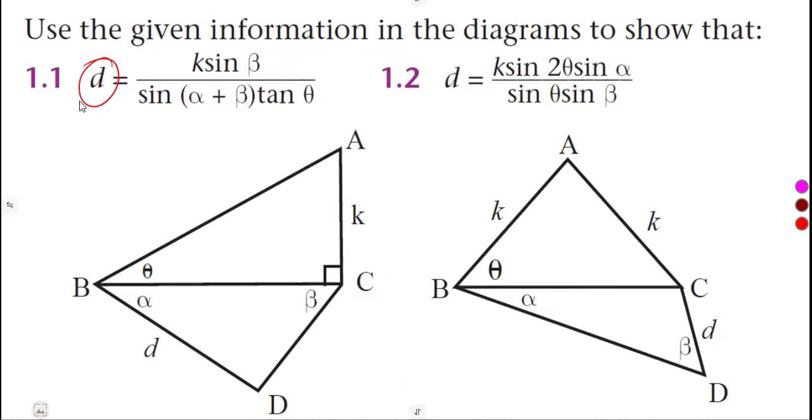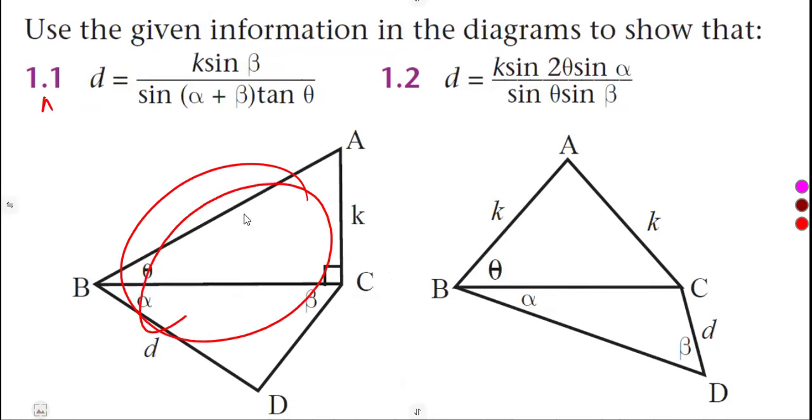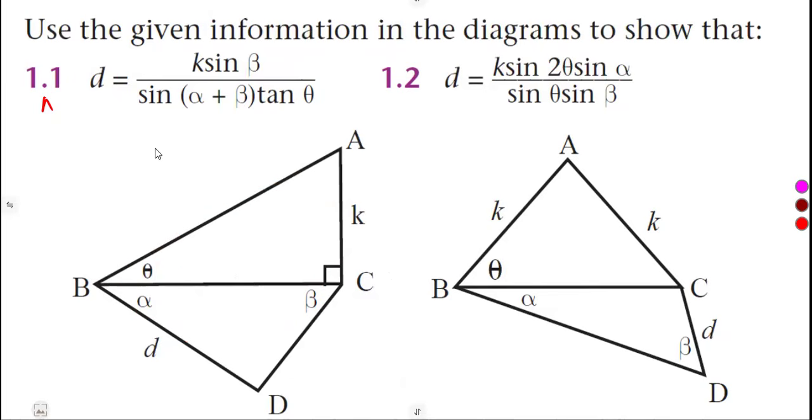this? All right. So let's consider these two questions. Use the given information in the diagrams to show that 1.1, we have got this diagram. And from that diagram, D is equal to K sine beta over sine of alpha plus beta, times the tan of theta. So this is what we are given to show or to prove.